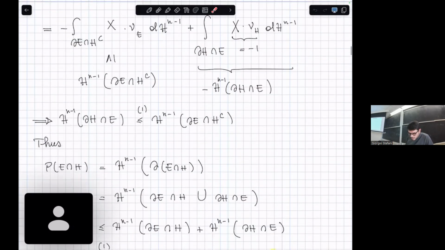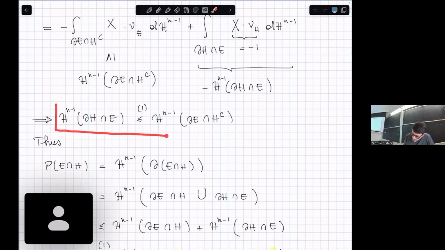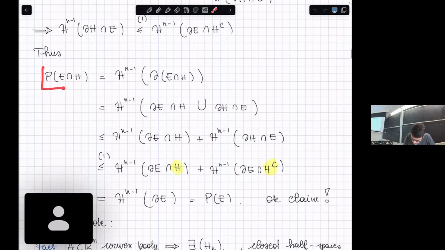So what we get all in all in this equation, inequality 1, is telling you that you can exchange H and E, and you are growing up. So I go back. I look at my initial perimeter of E intersected with H. And what is that? Well, it is the Hausdorff measure of the boundary, as we said. The boundary of this thing is made of two parts: the part of the boundary of E which is inside H, and the boundary of H which is inside E.